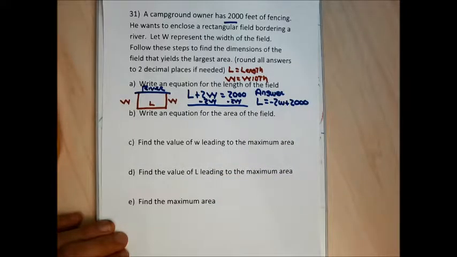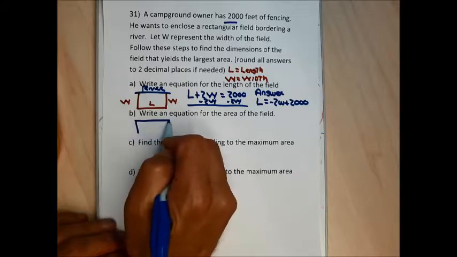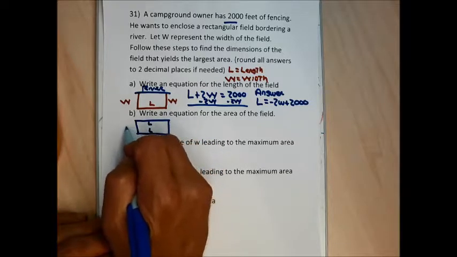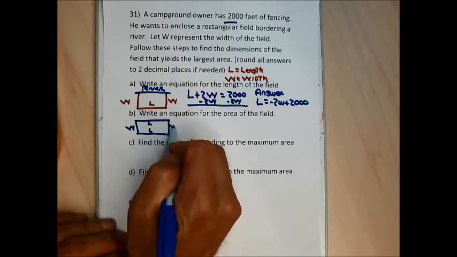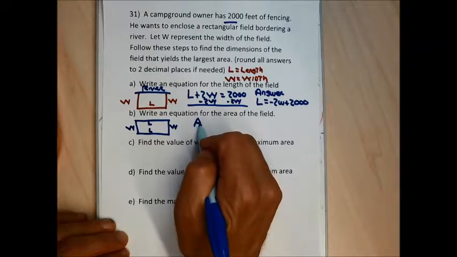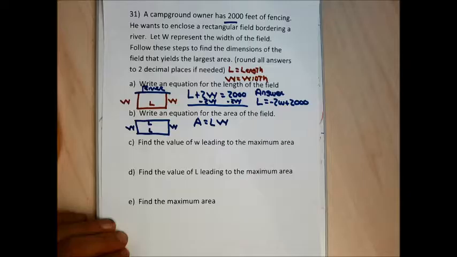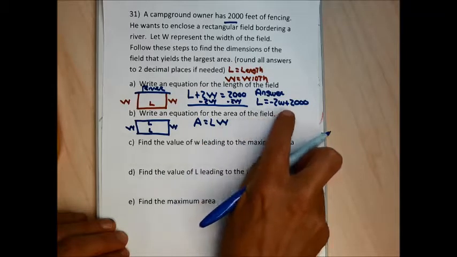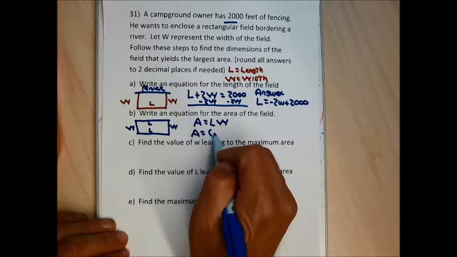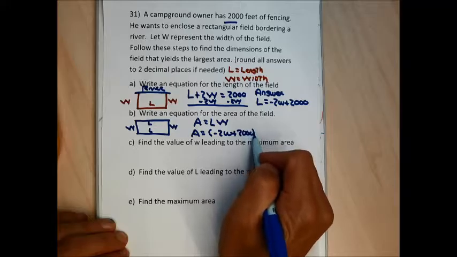Now I'm going to find an equation for the area of the field. Well, this field that we're enclosing is just a rectangle. The side that has the river is still a length, and the side opposite is the length. The sides perpendicular to the river are widths. The area for any rectangle is length times width. For this problem, in order to get something productive done, I'm going to change that length to minus 2W plus 2,000. So I'm going to say area equals minus 2W plus 2,000 times W.